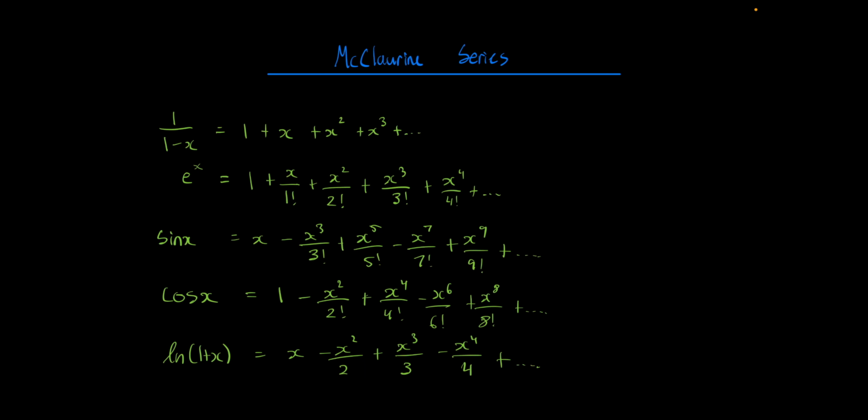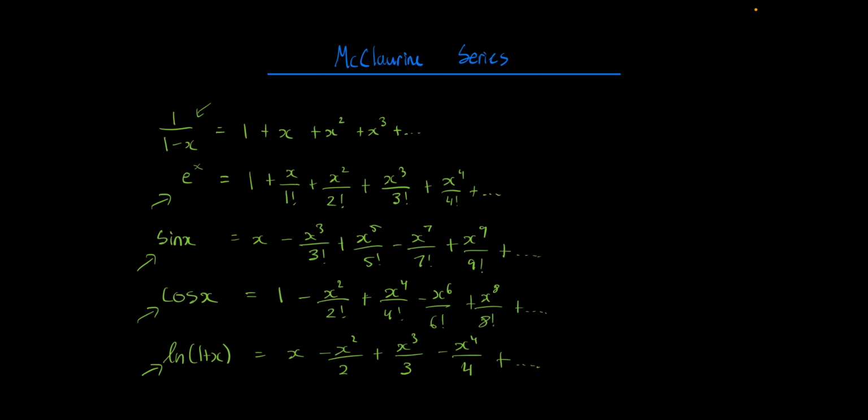Let's talk about the Maclaurin series. The Maclaurin series is just the Taylor series centered at x equals 0. And all of these are derived by the formula of the Taylor series, and you get these very particular identities and expansions.